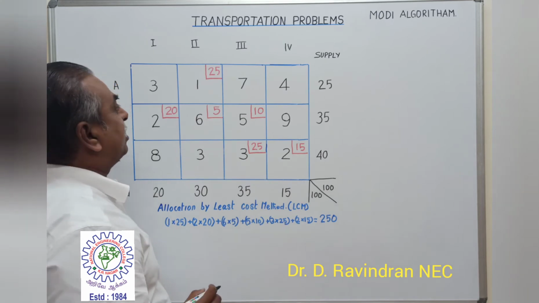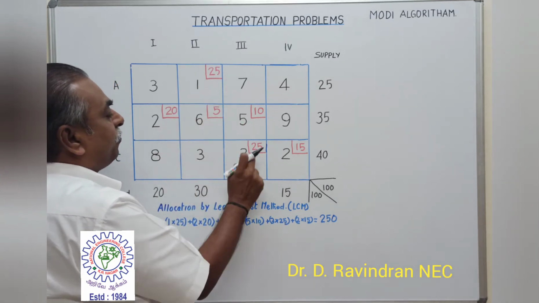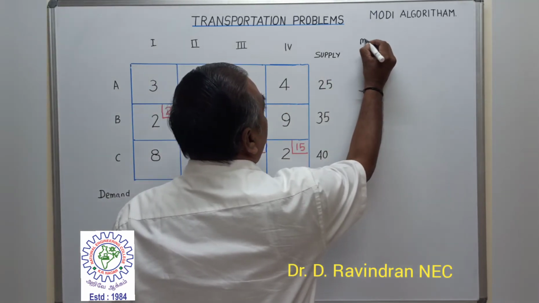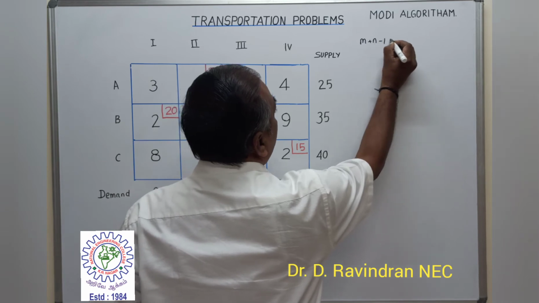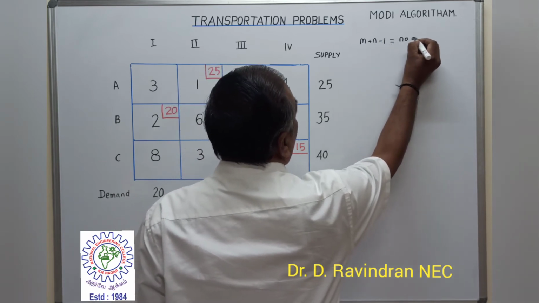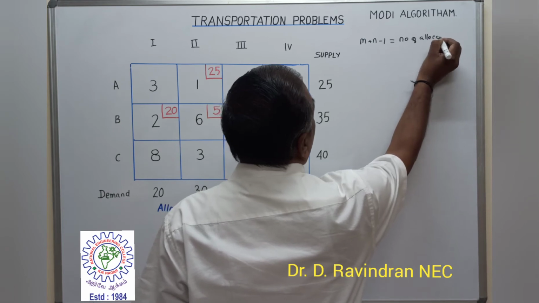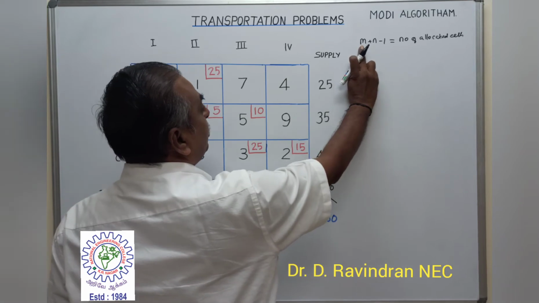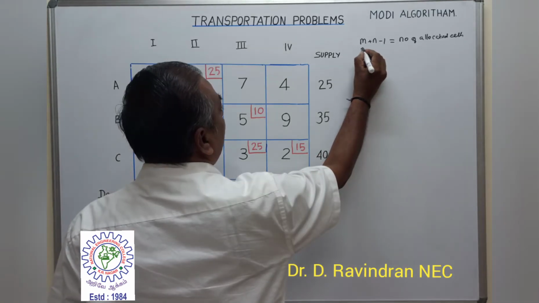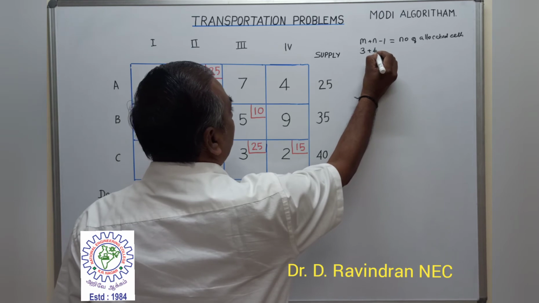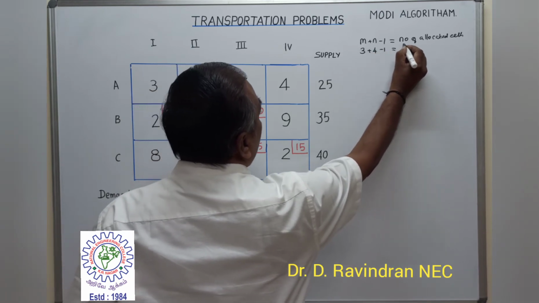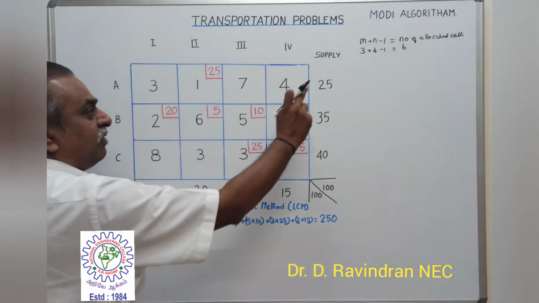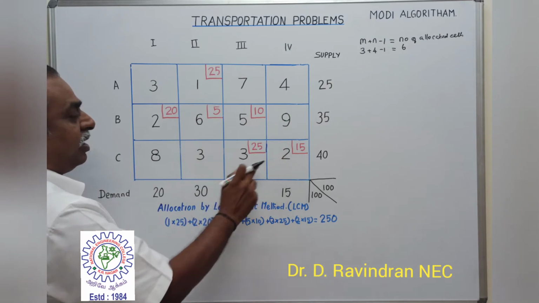These are called basic cells: 1, 2, 3, 4, 5, 6. So initially we have to check for a condition: m plus n minus 1 should be equal to the number of allocated cells. Here m is the number of rows and n is the number of columns. Number of rows is 3, number of columns is 4, so 3 plus 4 minus 1 is equal to 6. So this condition is satisfied. That is 7 minus 1 equal to 6. There are 6 allocated cells.